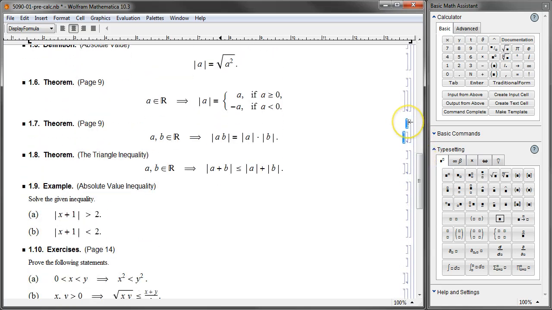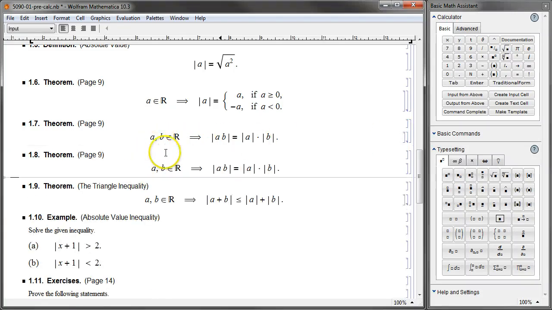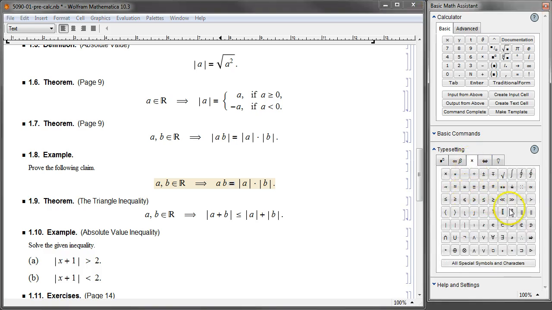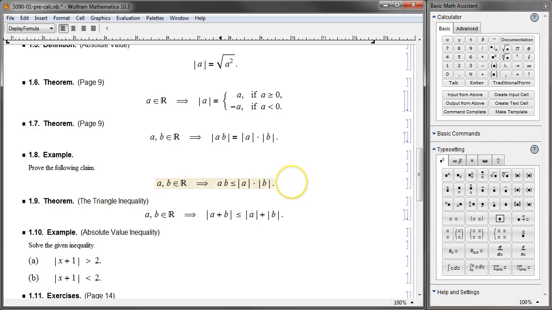Or maybe I should have kept this one as one of those examples. Like that, and then A times B is less than or equal to, there you go, absolute value of A times absolute value of B. There's no need for this dot here because this is multiplication. And as a matter of fact, we proved it already.